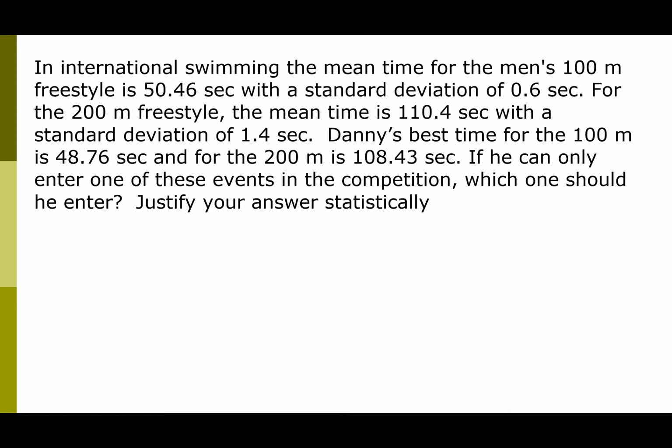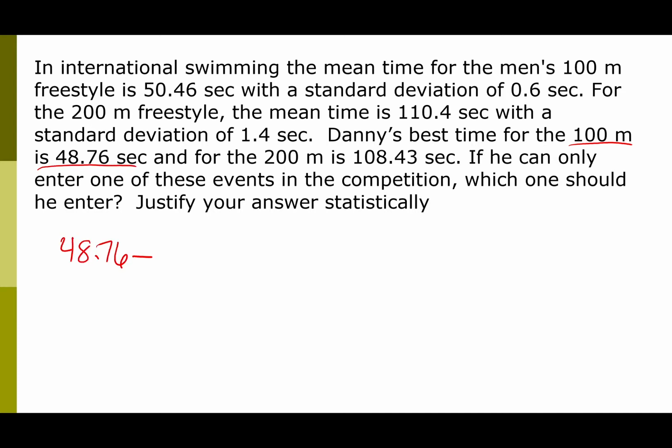In an international swimming competition, the mean time for the men's 100-meter freestyle is 50.46 seconds with a standard deviation of 0.6 seconds. For the 200-meter freestyle, the mean time is 110.4 seconds with a standard deviation of 1.4. Danny's best time for the 100-meter is 48.76 seconds, and for the 200-meter is 108.43 seconds. He can only enter one of these events. Which one should he do? So what is more meaningful is how he does compared to other people, so that means we want to use a z-score.